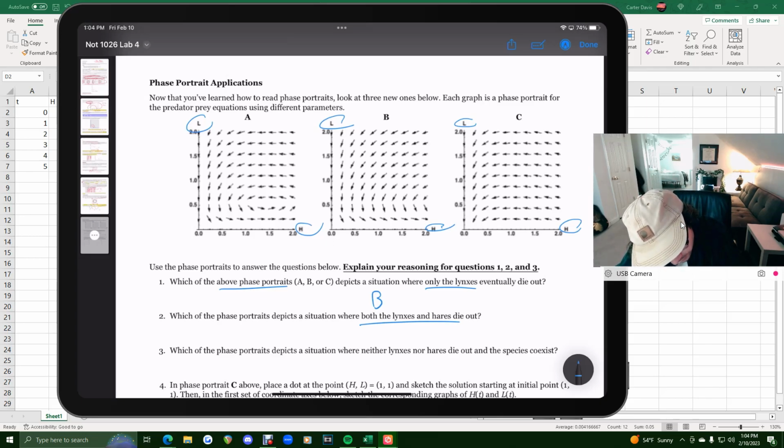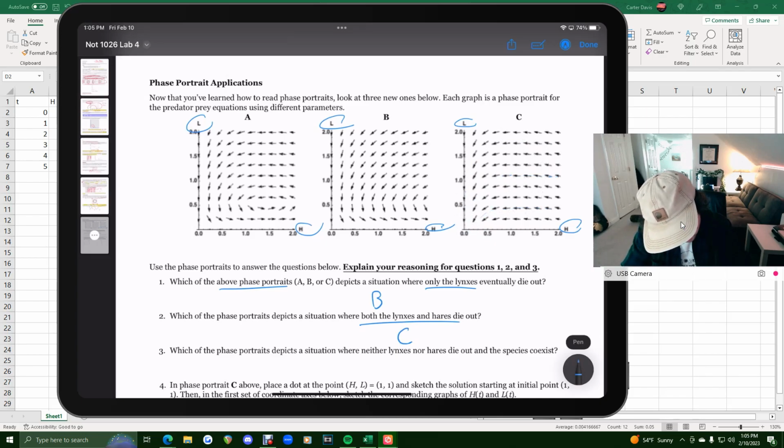Now, we look at graph C. No matter which route you take, all of those solutions end up with L being 0 and H being 0. So that means both lynxes and hares are dying out. Get rid of most of the sketches there.